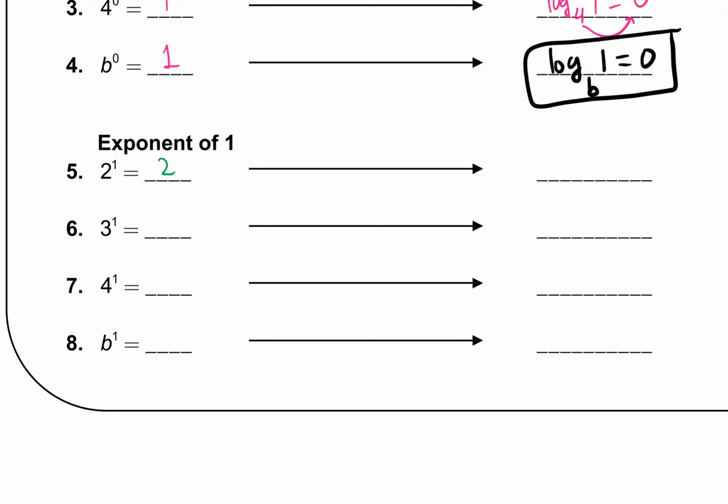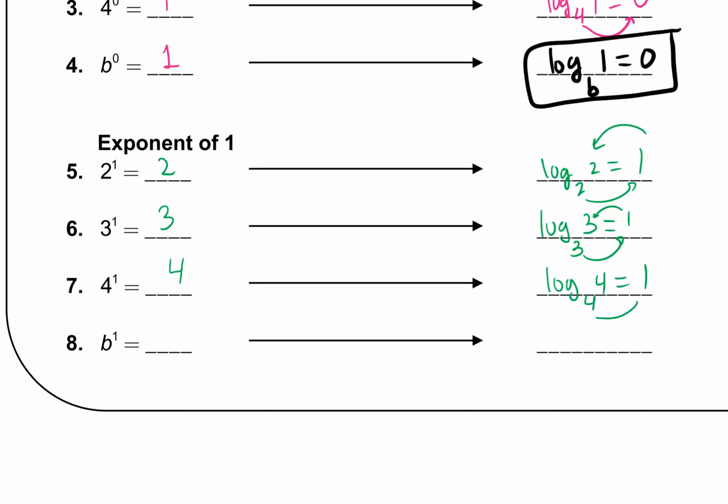So 2 to the first is 2. So if you say log base 2 of 2, that's going to be 1, because 2 to the first power is 2. 3 to the first power is 3. So I write this as log base 3 of 3, and that's going to be 1, because 3 to the first power is 3. 4 to the first power is 4. So log base 4 of 4 is going to be 1. And b to the first is just b. So this is the important one. We say log base b of b is just 1.